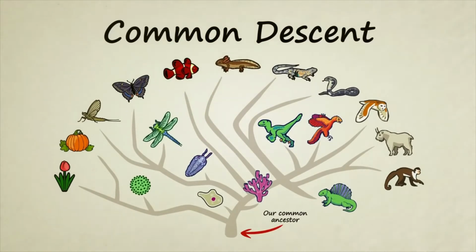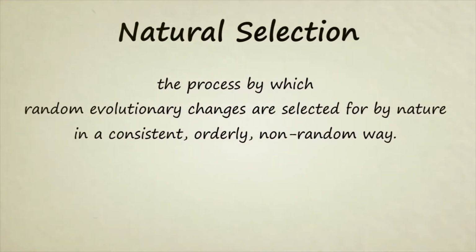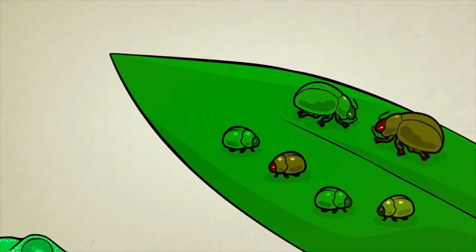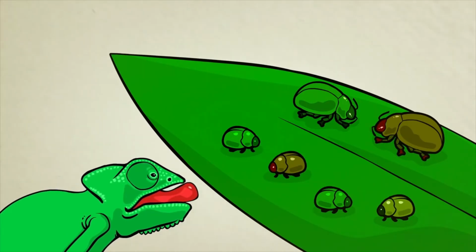So to sum things up, what exactly is natural selection? Natural selection is the process by which random evolutionary changes are selected for by nature in a consistent, orderly, non-random way. Through the process of descent with modification, new traits are randomly produced. Nature then carefully decides which of those new traits to keep.